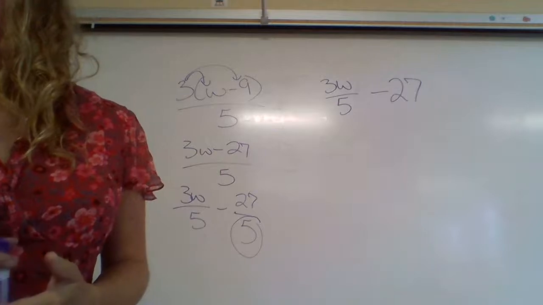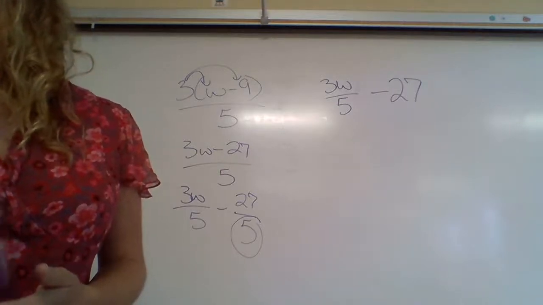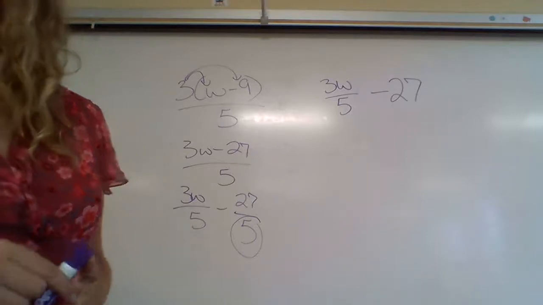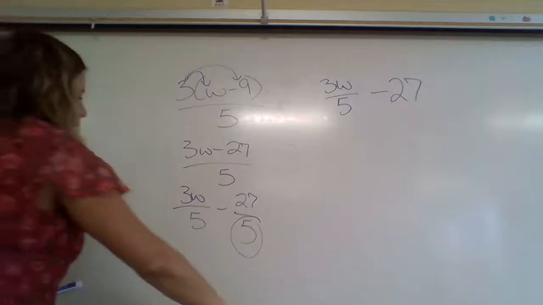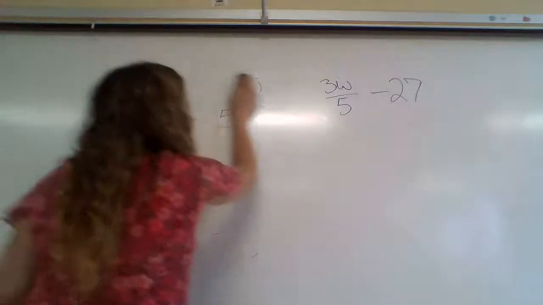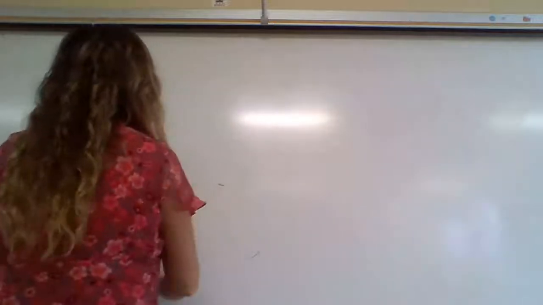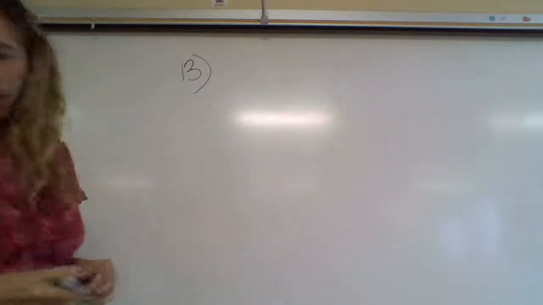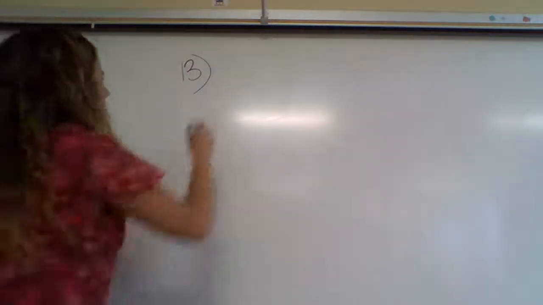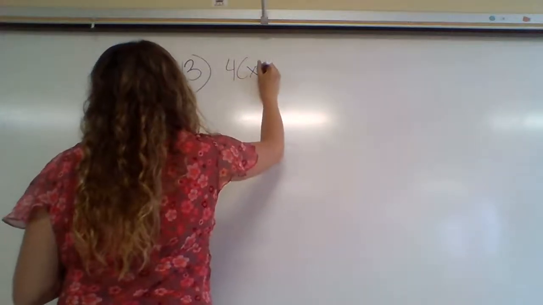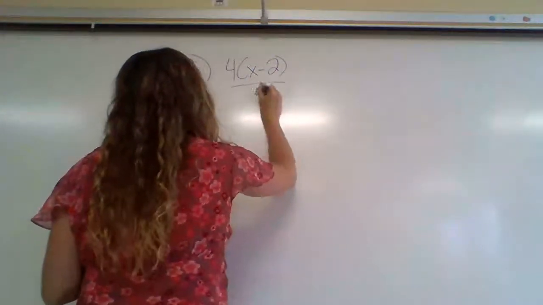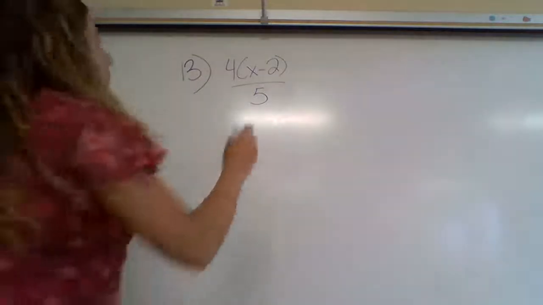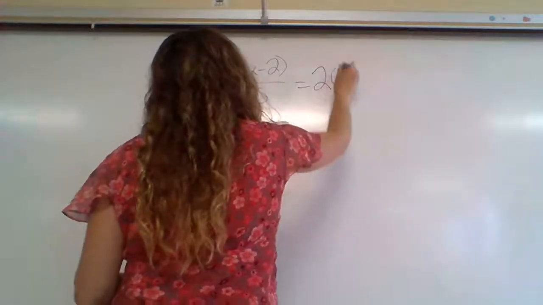I'm thinking. Okay, I'm going to do one more. I probably shouldn't, but I'm going to do number 13. I mean, you guys probably don't need it, but we're going to do it anyway. 13. 4x minus 2 over 5 equals 20. Ooh. Okay, so these you're solving for x.